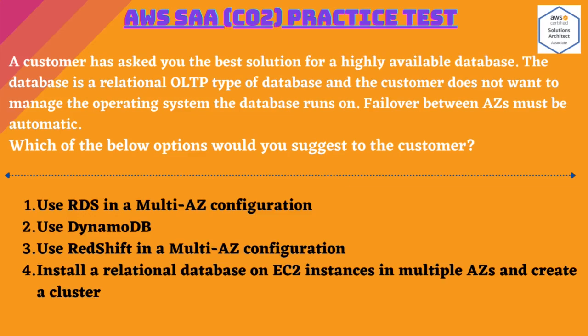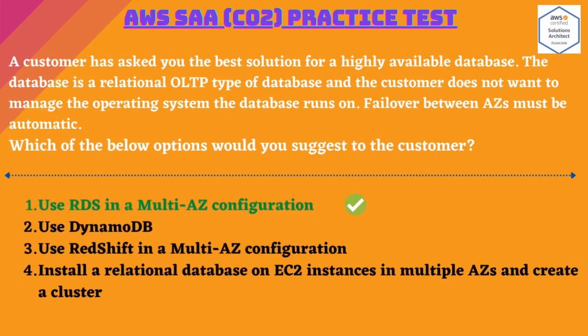The third is use Redshift in multi-AZ configuration. Redshift is not an OLTP database, it is an OLAP database. So this is not the correct answer either. The last option is install a relational database on an EC2 instance in multiple AZs and create a cluster. So the question is asking for a managed database. The customer does not want to manage the operating system, and here we have to manage the EC2 instance on which we will install the database. So this is not the correct answer. The correct answer is the first option, that is RDS in multi-AZ configuration.